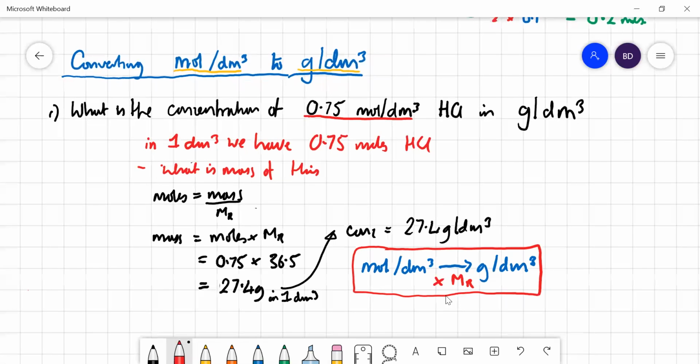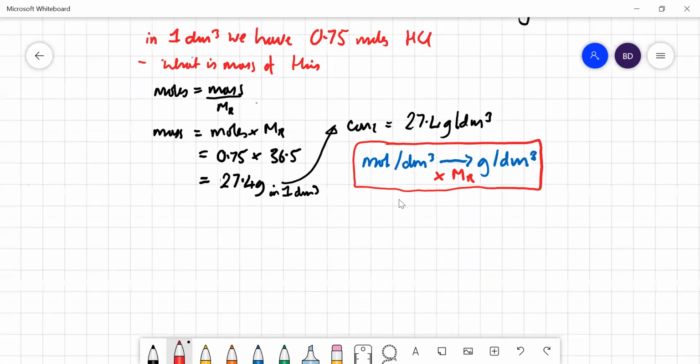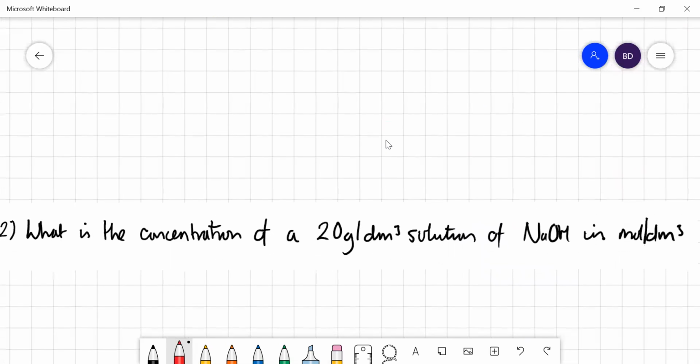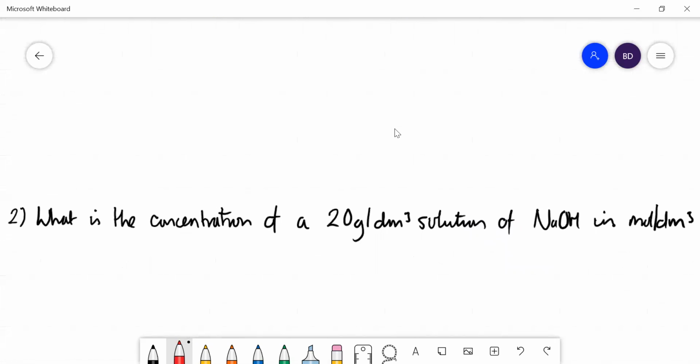Okay, so now what we're going to do is the opposite. So here, what's the concentration of a 20 gram per decimeter cubed solution of NaOH in moles per decimeter cubed? So we'll do the same thing there. Let's say in 1 dm cubed we have 20 grams of NaOH. How many moles is that?